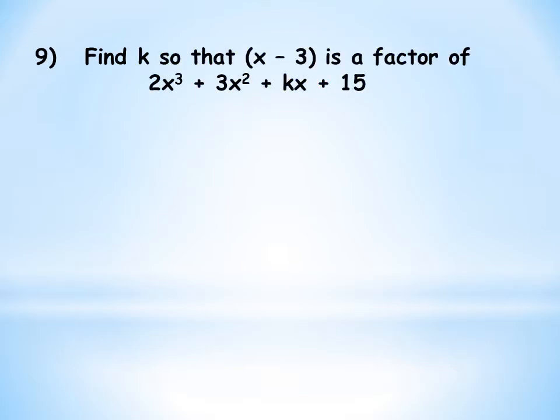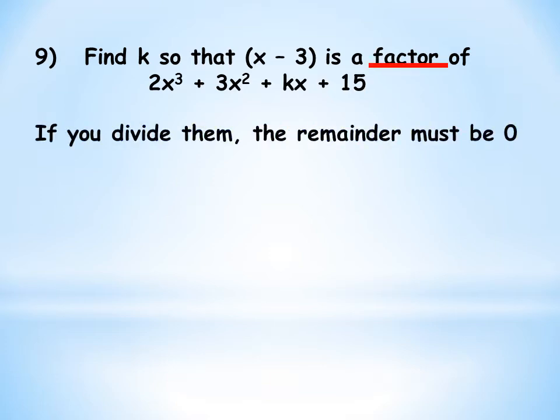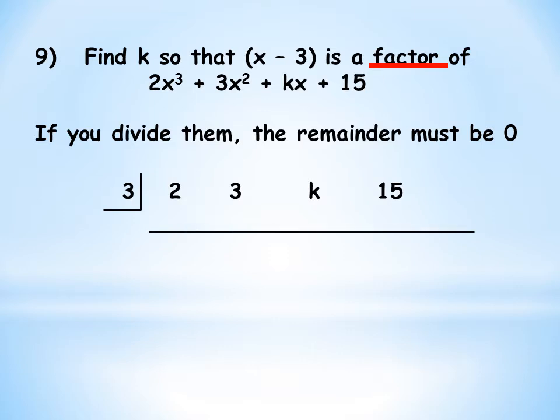Now this is an interesting example. Find k so that x minus 3 is a factor of 2x to the third plus 3x squared plus kx plus 15. So remember, if it's a factor, that's telling you that the remainder will be 0. So let's go ahead and do synthetic division and see where that leads us. So I have my coefficients 2, 3, k, and 15. Those are my coefficients. And because I'm going to divide by x minus 3, I'm going to put a positive 3 out here.